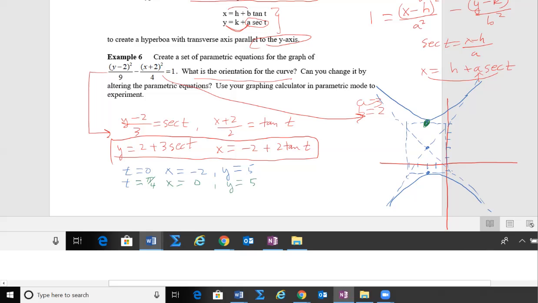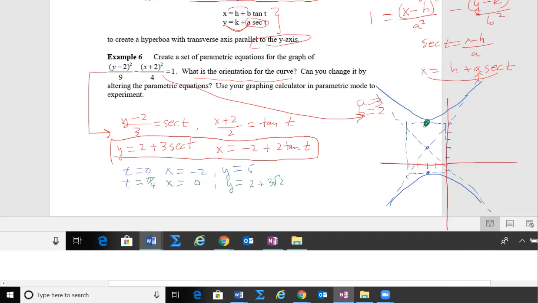Okay. So 0, 5, where's that? 0, 5, that doesn't make sense. Hold on. Let's see. Okay, that's my mistake. I had a 5 in here. It's 2 plus 3 root 2.